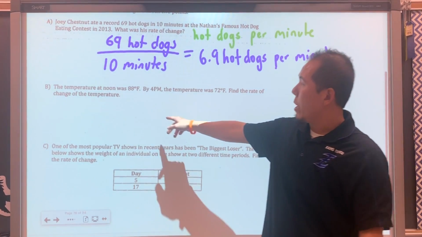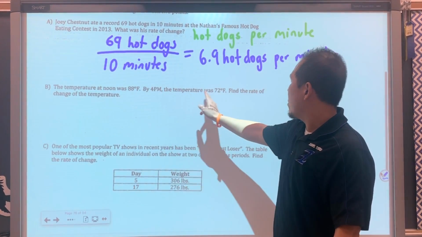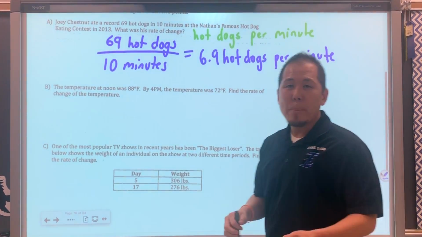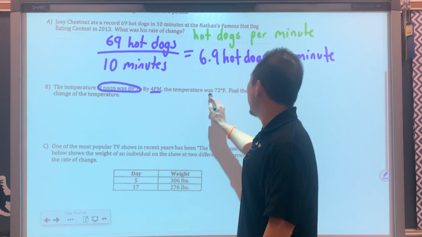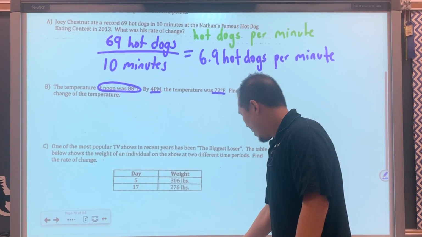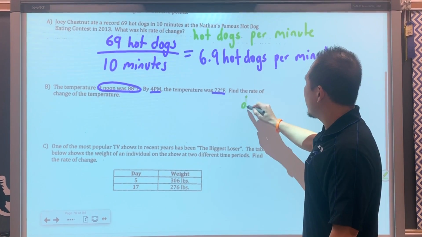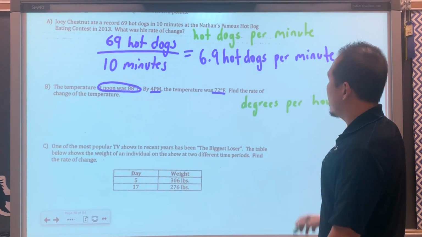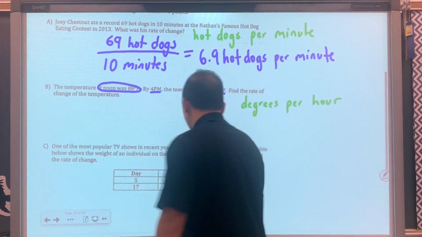The second type of example here: the temperature at noon was 88 degrees Fahrenheit. By 4 p.m., the temperature was 72 degrees Fahrenheit. Find the rate of change. So this time we actually have 2 sets of data points. We have noon at 88, and we have 4 p.m. at 72. When we have 2 sets of data points, we're going to make a table. And we're looking for the rate of change, so we're looking for the degrees per hour, because noon to 4 is in hours in this case. We'll make a table.